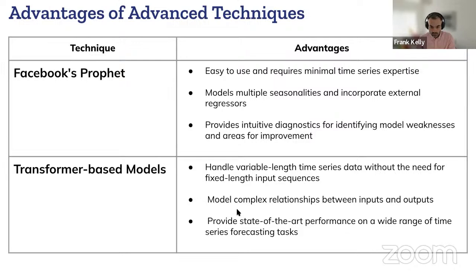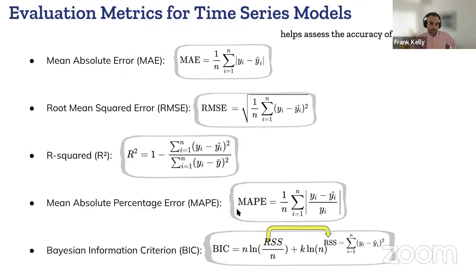It's got pretty good diagnostics for looking at the weaknesses of the model and confidence intervals and the rest of it. Transformer-based models are really the state of the art at the moment. And one of the features is they can handle variable time series data. And again, they model the complex relationships between inputs and outputs in a system. So they're a great option at the moment.